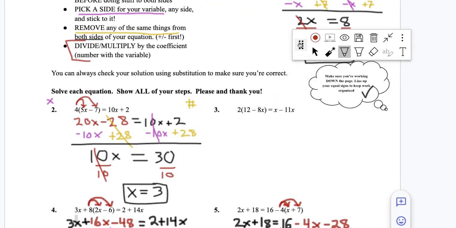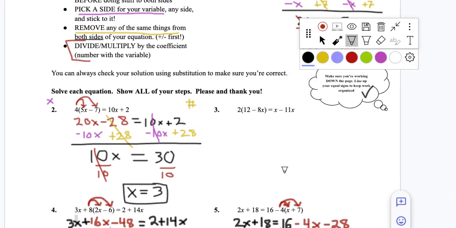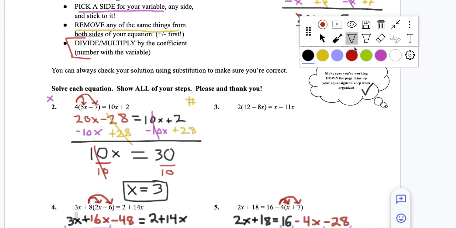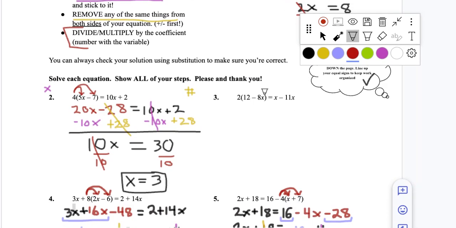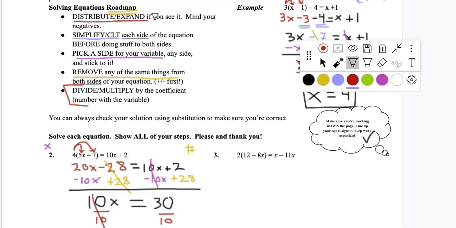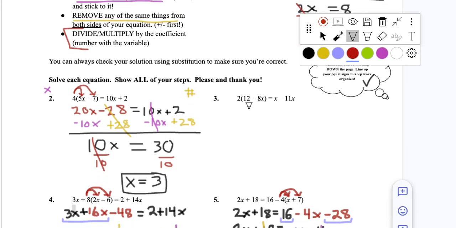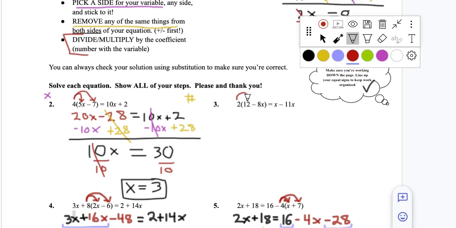Okay, we're going to do number 3, and then I'll let you try number 4, 5, 6, and 7 on your own. Okay, number 3. Number 3 says 2 times (12 minus 8x), equals x minus 11x. Ooh, I see like terms already. But all I'm going to do is step 1, distribute. Okay, I'm going to distribute the 2.